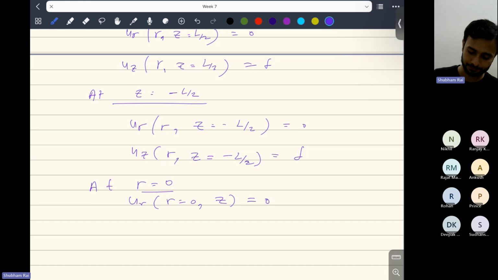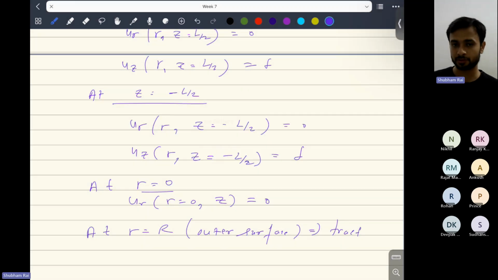And then you have at r is equal to capital R, that is the outer surface, your traction force will be 0. This will be traction free. I was saying that sigma RR will be 0, but obviously that is one component of traction. Similarly, you have R theta and RZ also. So that also will be traction free.